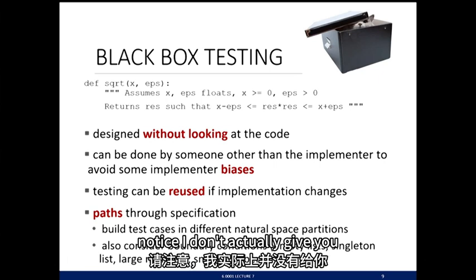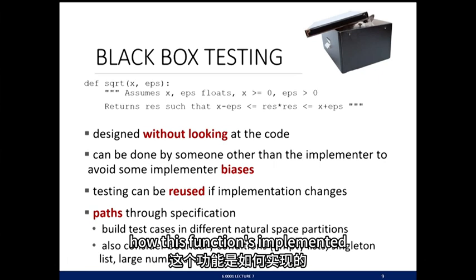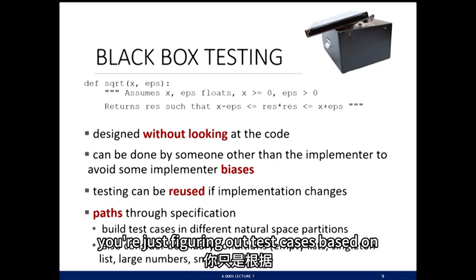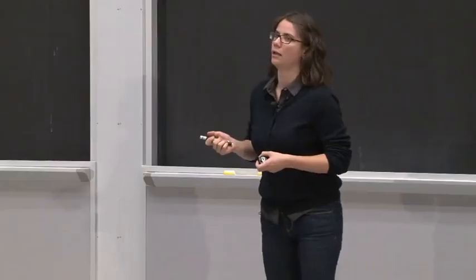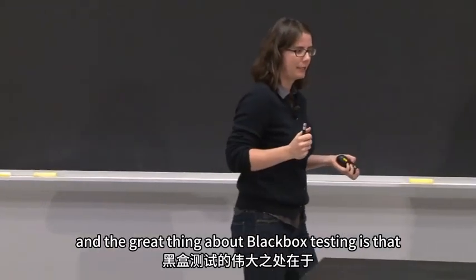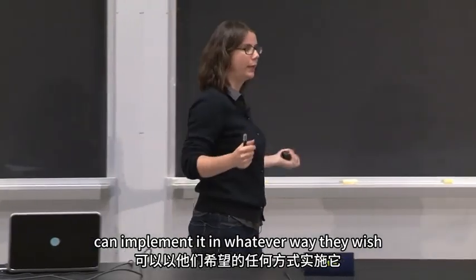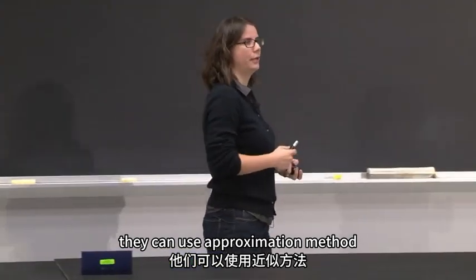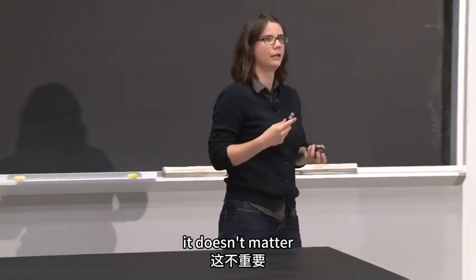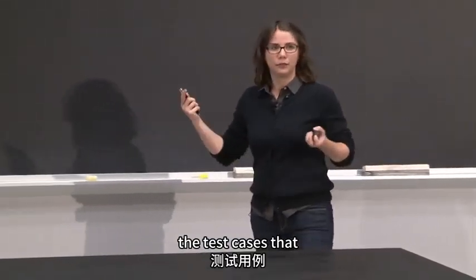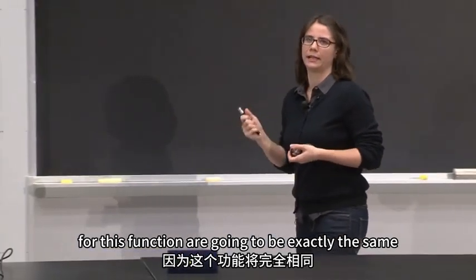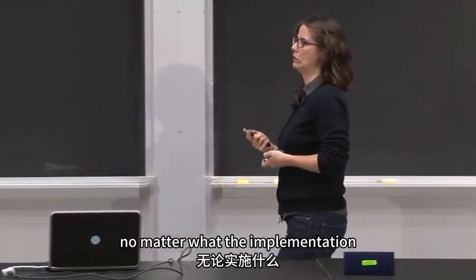And the idea here, notice I don't actually give you how this function is implemented. The idea is that you're just figuring out test cases based on this specification. And the great thing about black box testing is that whoever implements this function can implement it in whatever way they wish. They can use approximation method, they can use bisection method, it doesn't matter. The test cases that you come up with for this function are going to be exactly the same, no matter what the implementation.